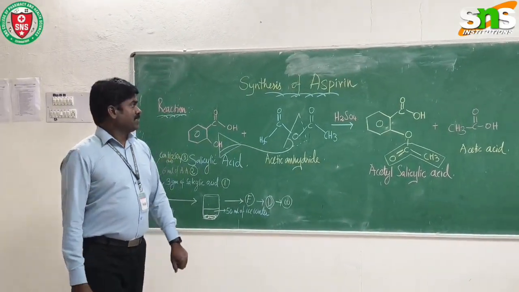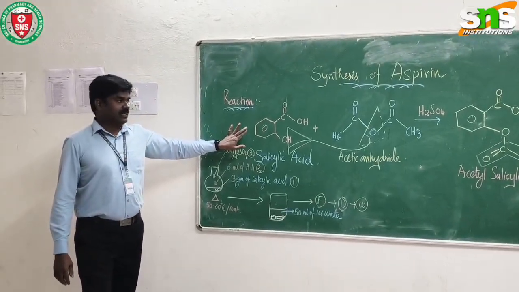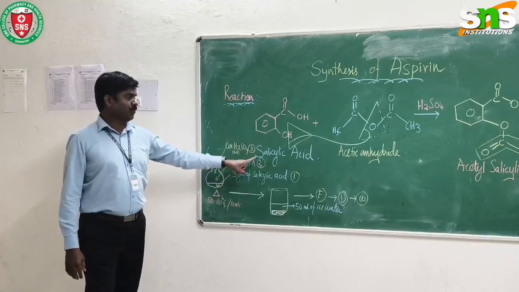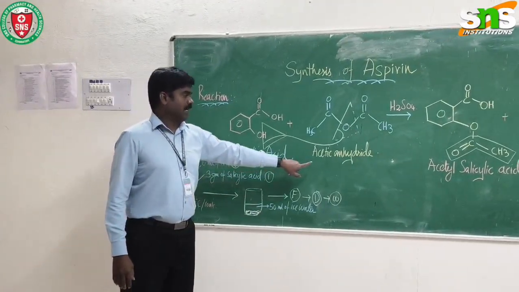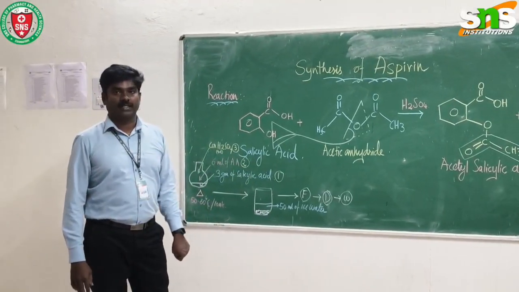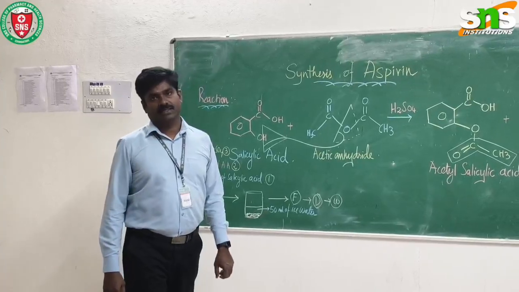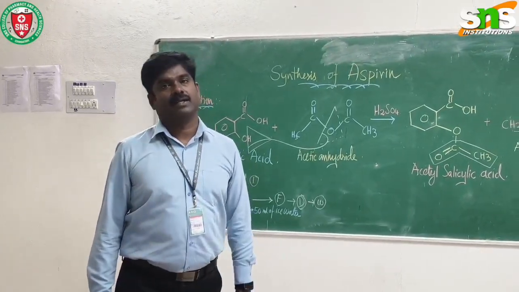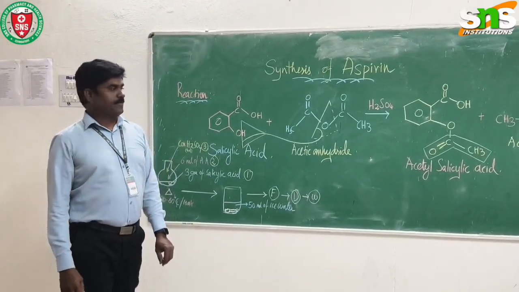You can see here the starting materials. What chemicals are we going to use as starting materials? One is salicylic acid, another one is acetic anhydride. These are the starting materials for the synthesis of acetylsalicylic acid, which is a synonym for aspirin. You can see the equation.